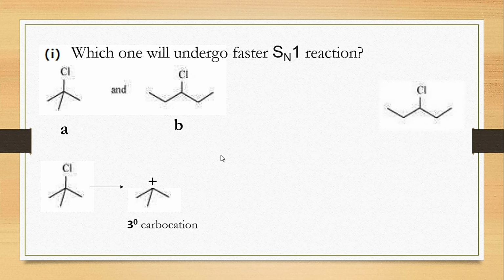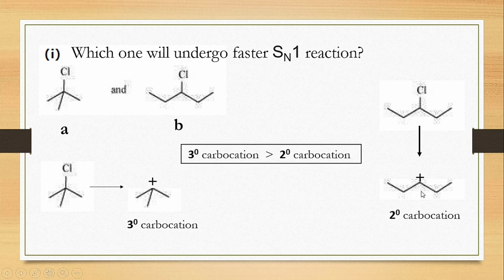Next, compound B. If we remove the halogen, then you can see this compound, the positive charge is on this carbon atom, and this carbon atom is further attached to 2 more carbon atoms. So this is actually a 2-degree carbon atom. So we know that a 3-degree carbocation is much more stable than a 2-degree carbocation. So according to this rule, we can say compound A will undergo faster SN1 reaction than compound B.